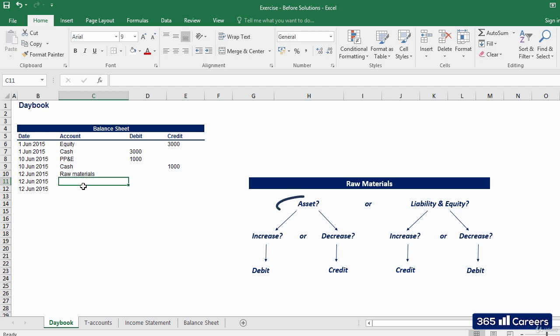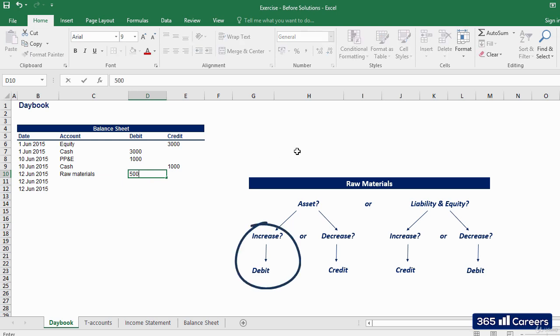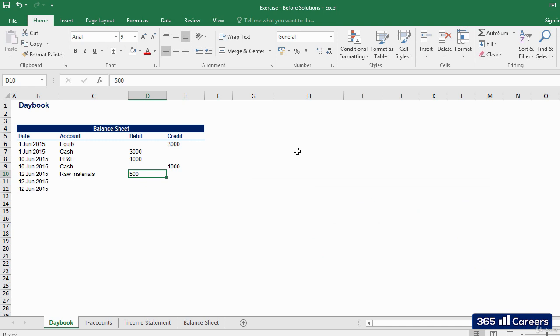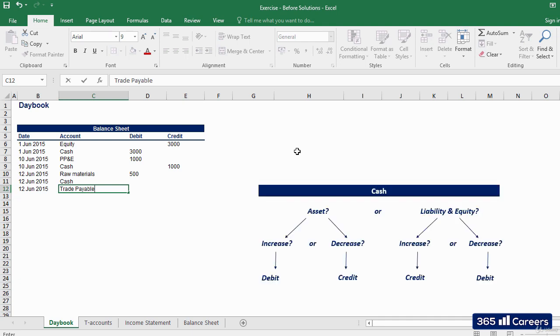The firm acquired an asset, raw materials, worth $500. When we have an asset increase, we debit its account. So our first journal entry will be raw materials debited for $500. Then we need to register how the asset was paid for. Two accounts will be affected. The firm paid for 50% of the raw materials in cash, and the remaining 50% will be paid in the future. Here, things get a little trickier. We need to credit the cash account for $250.